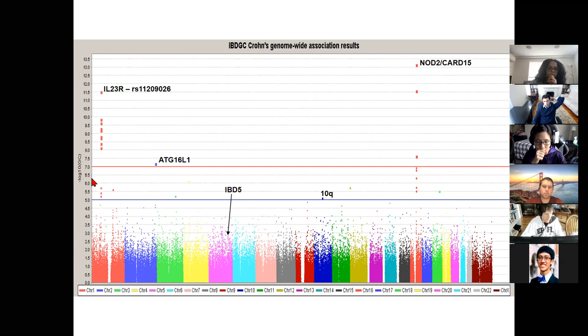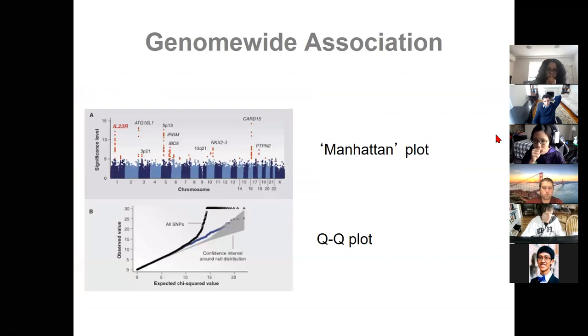So 5 times 10 to the minus 8 is roughly here, basically just slightly below 10 to the minus 8. Okay, so this is the typical Manhattan plot that tells you where every SNP lies.